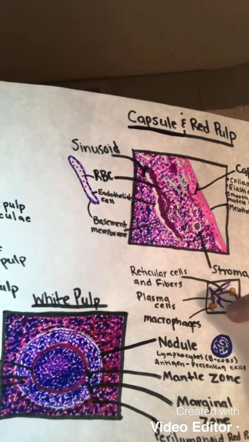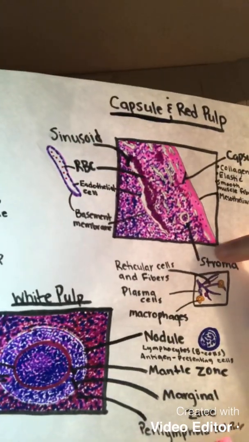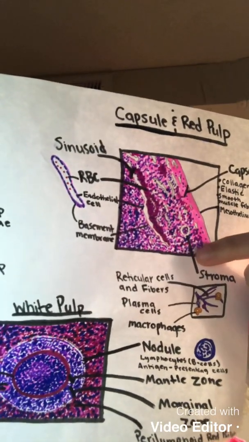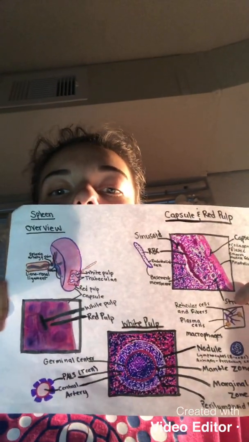And then additionally, the spleen produces blood cells and stores platelets in red pulp. So platelets are also stored here in the red pulp. Let's zoom out so you can get a good view of everything.